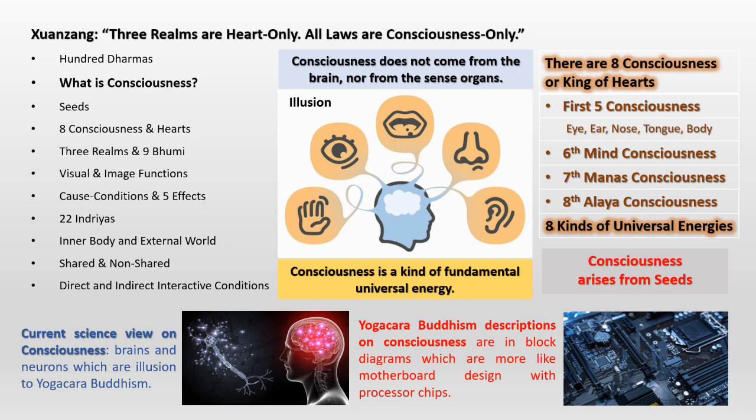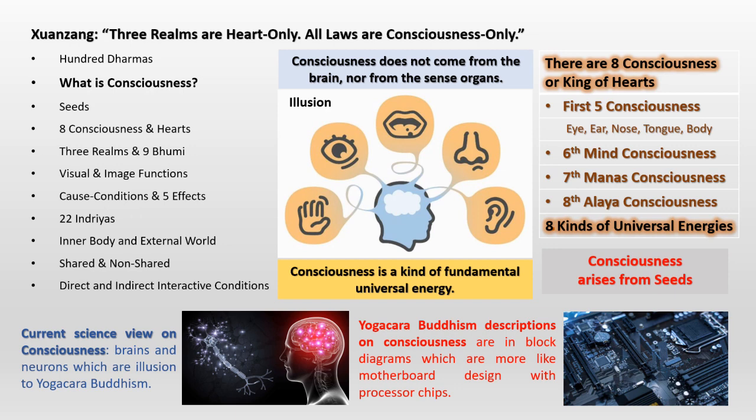There is not just one consciousness, as what we normally think of as mind consciousness, but there are 8 consciousnesses. Each of the 8 consciousnesses is different. They can be thought of as 8 different types of energies. How these 8 consciousnesses come into existence or function is through the arising or activation of seeds. It is important to note that the current science view of consciousness is in the neurons and the functions of the brain, whereas the view of Yogacara Buddhism is completely different.